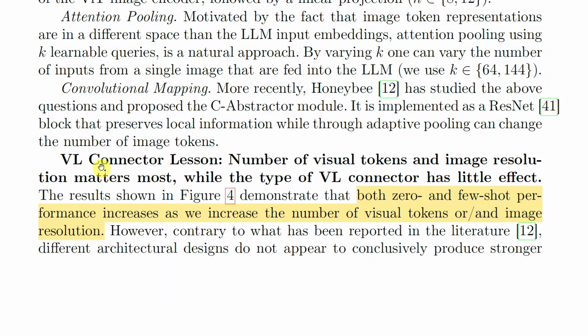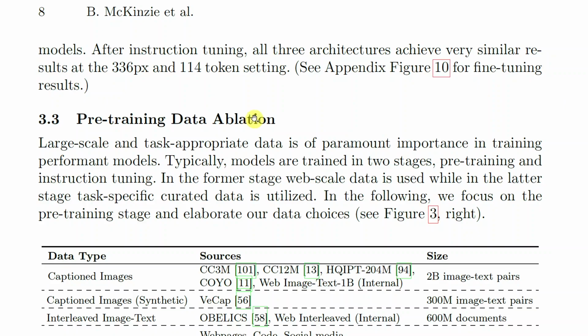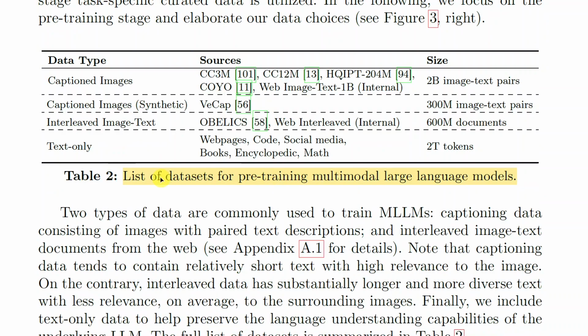From the connector, what they understood is that the number of visual tokens and image resolution matter the most, while the type of the VL connector has little effect. This was done using zero-shot and few-shot performance. From the data ablation point of view, they use different datasets for pre-training the multimodal large model. These sources are captioned images, synthetic, and also interleaved. These were the sizes of the different data that was used.